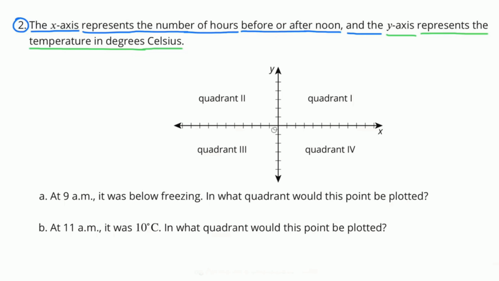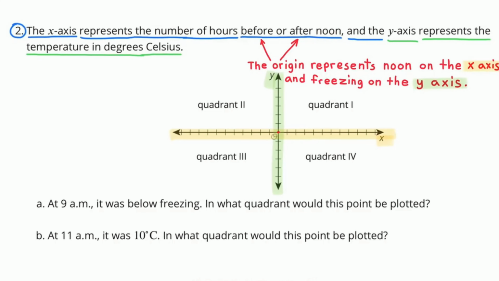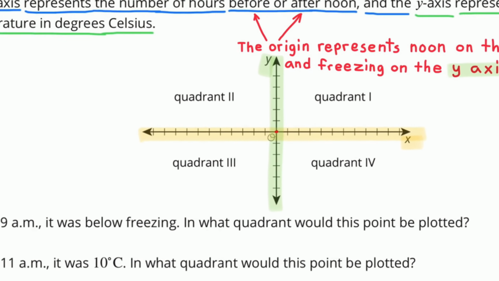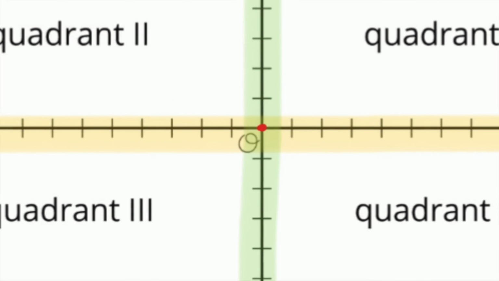Number 2. The x-axis represents the number of hours before or after noon, and the y-axis represents the temperature in degrees Celsius. So what this information is telling me so far, that the origin represents noon on the x-axis, and the origin represents freezing on the y-axis. Remember that the origin is your starting point. It's where your horizontal axis and the vertical axis intersect.